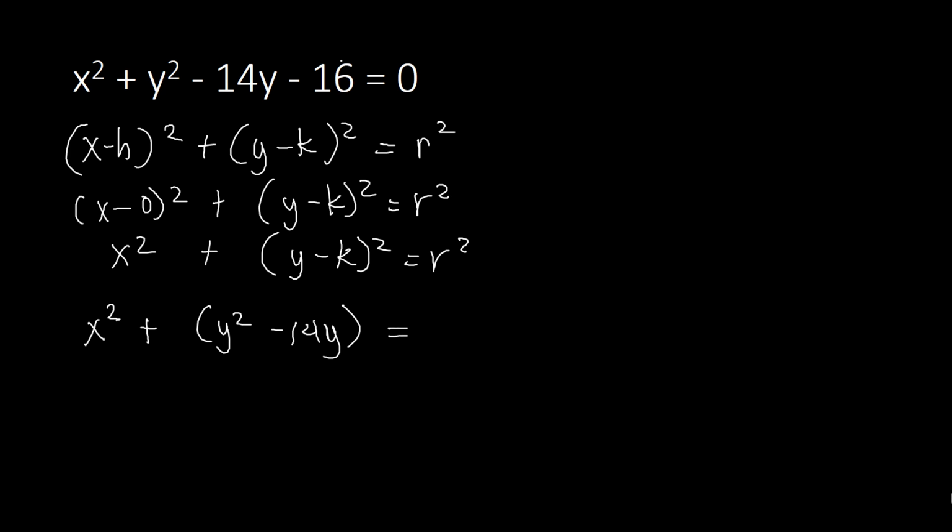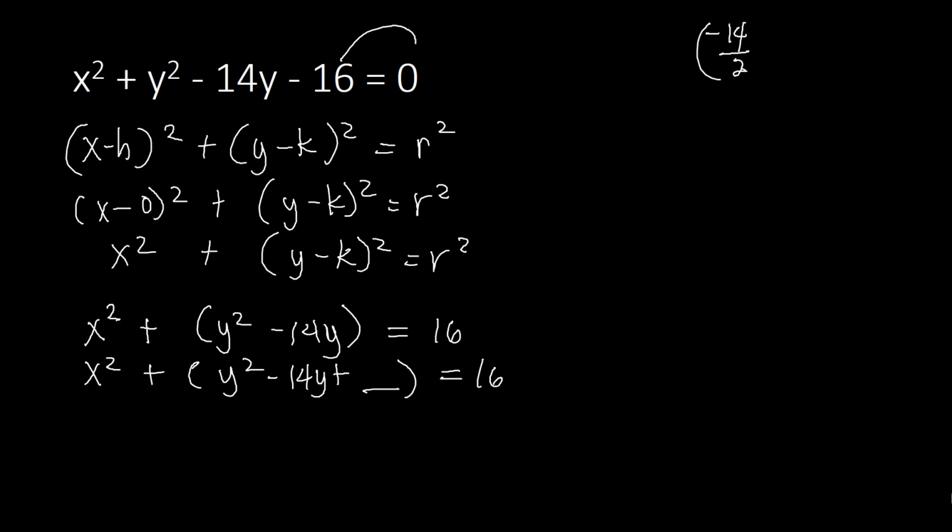And then we've got that one equal to, we move minus 16 to the other side. So this is now plus 16. And then we try to complete our square. So x squared plus y squared minus 14y plus a number to complete the square, and that's equal to 16. Next, we are going to get our middle number, which is negative 14. We divide that one by 2. We square that one. So negative 14 divided by 2, that's negative 7. Squaring that one, that's equal to 49. So we're adding 49 here, also on the right side.